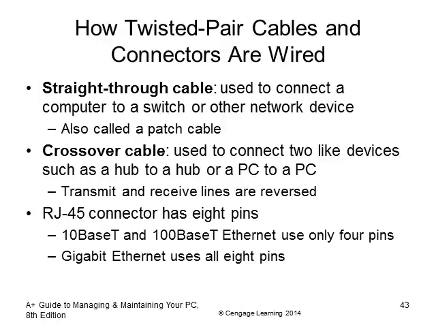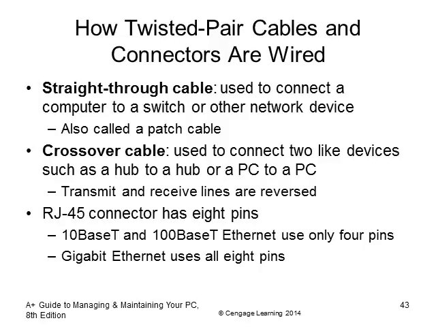How twisted pair cables and connectors are wired. You have a couple different types of cables. The straight-through cable is used to connect a computer to a switch or another network device, also called a patch cable. A crossover cable is set up a little bit differently. It looks the same on the outside, but on the inside it's really not. So it's used to connect two like devices, a hub to a hub, a computer to a computer. The idea with the crossover cable is it transmits and receives lines, but they have to be reversed, so you're not giving the exact same thing in the exact same way, and it's being misinterpreted.